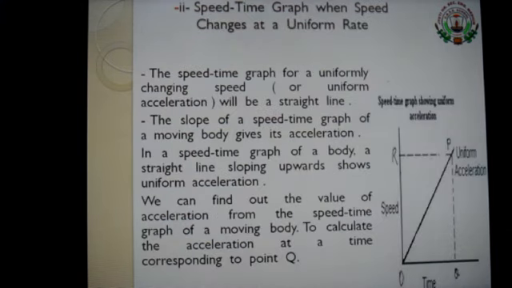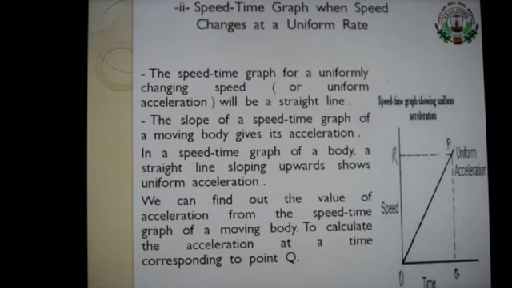Second case, the speed time graph when speed changes at a uniform rate. When a body moves with uniform acceleration, its speed changes by equal amounts in equal intervals of time. In other words, the speed becomes directly proportional to time. Thus, the speed time graph for a uniformly changing speed will be a straight line.